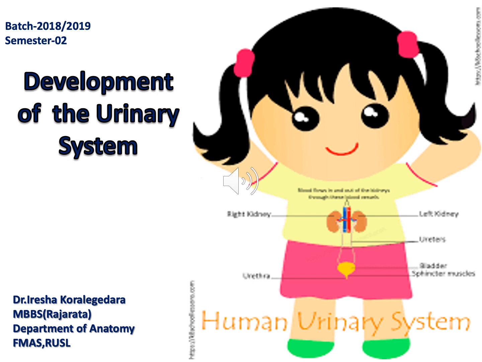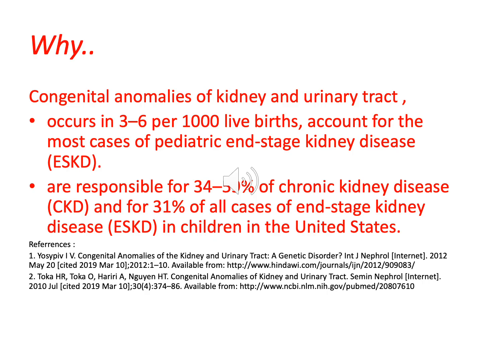Let's discuss the development of the urinary system. Why should we learn about the development of the urinary system? Because congenital anomalies of the kidney and urinary tract occur in 3 to 6 per thousand live births, and account for the most cases of pediatric end-stage renal disease.